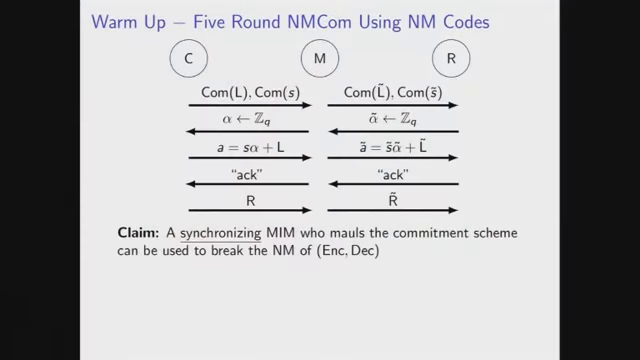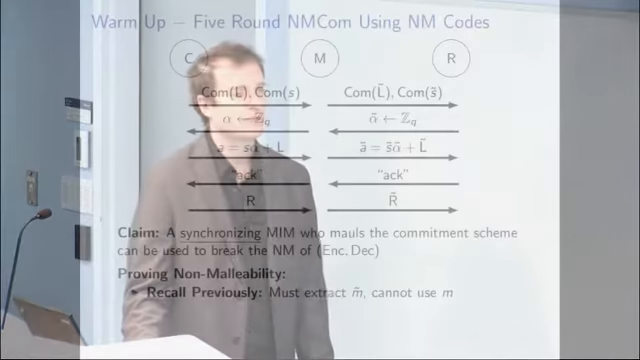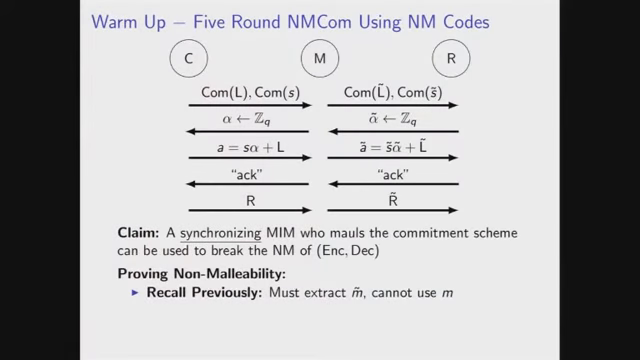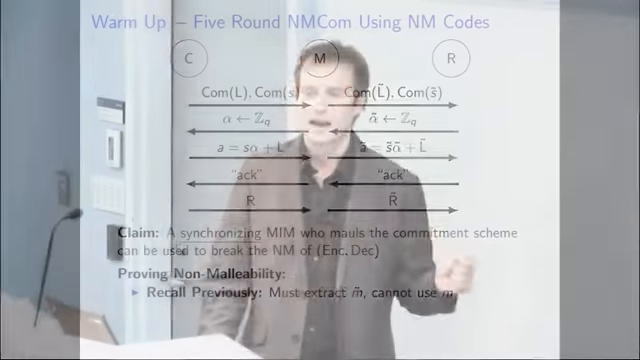Okay, so I claim that this is synchronizing. Sorry, any synchronizing man in the middle who mauls the commitment scheme can be used to break the non-malleability of the code. Okay, so what's our plan? How are we going to prove it? Recall previously we had to extract from the right without using any knowledge of M on the left. Such an extractor was really a reduction to hiding. Because if we can extract the man in the middle's message, then he can't distinguish the real and ideal world without breaking hiding. If he's given a view from either the real world where he's got a commitment to M, or the ideal world where he's got a commitment to 0, he can just extract his message and then use the non-malleability distinguisher to break hiding.